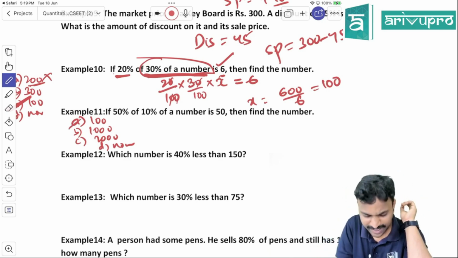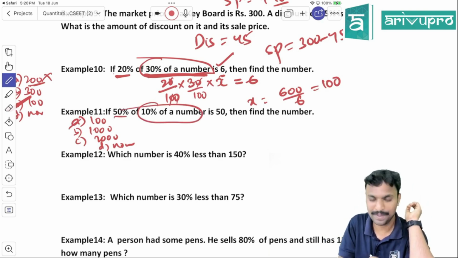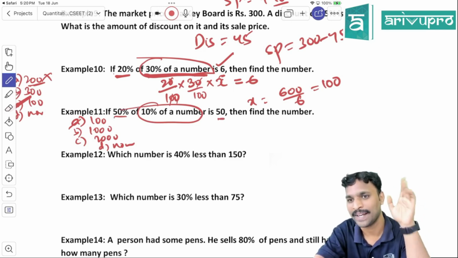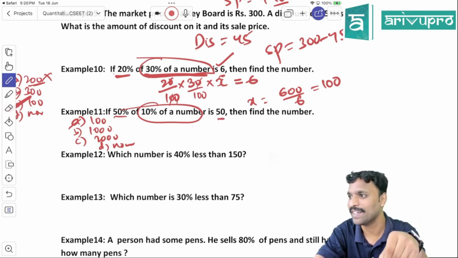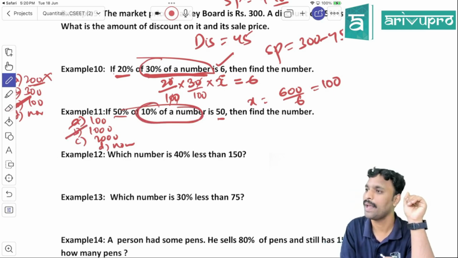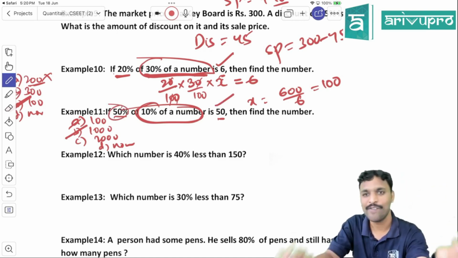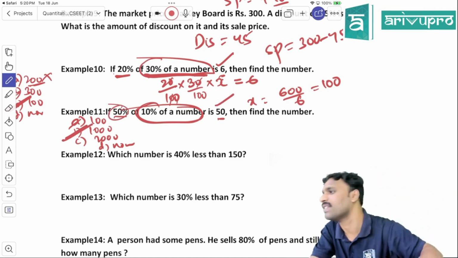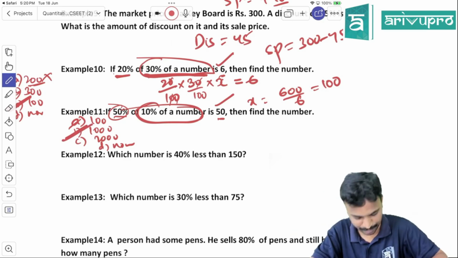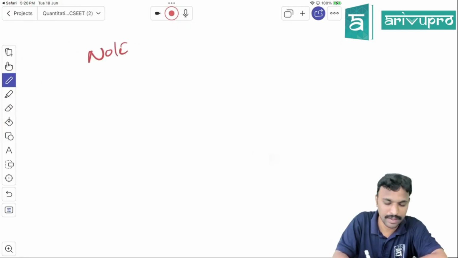Take 100. 10% of 100 is 10. 50% of 10 is 5. But what is given? 50. Can't be. You must get 50. You got 5. So definitely try 1,000. 10% of 1,000 is 100. 50% of 100 is 50. What is given? 50. So option B is the right answer. Clear? Please make a note, everyone.